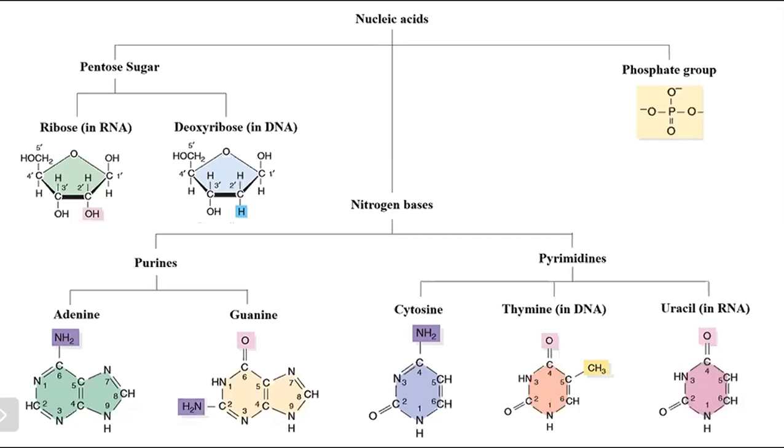There are two types of nitrogen bases, purines and pyrimidines. Purines are two, adenine and guanine. These are double ring structures. And pyrimidines are three, cytosine, thymine, and uracil. These are single ring structures. Thymine is in DNA and uracil is in RNA.